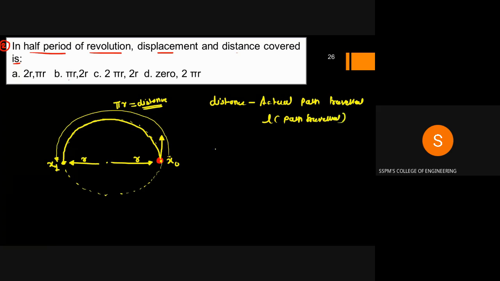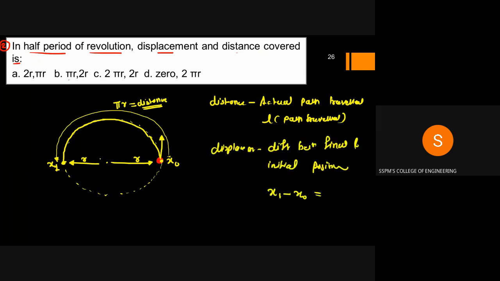and the displacement is nothing but the difference between the final and the initial position. So here we have x1 as the final position, x0 as the initial position, so this is x1 minus x0. If you take x0 as a starting point, then with respect to x0, the position x1 is at 2r distance. So this difference will be 2r.